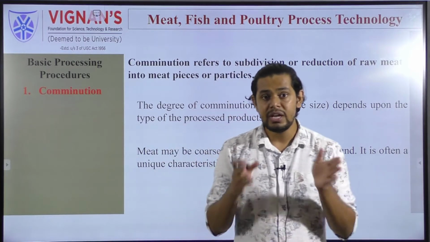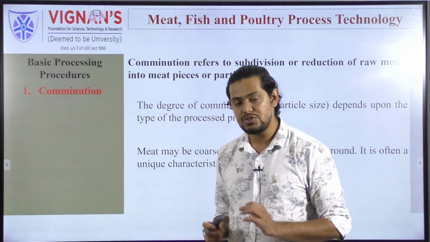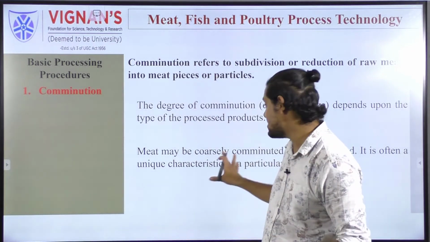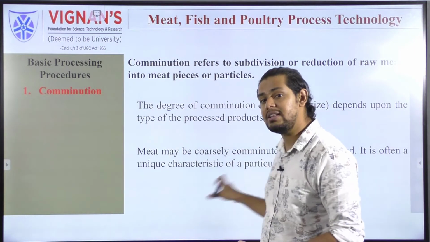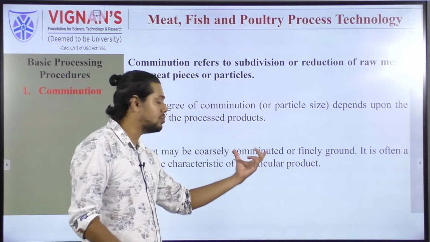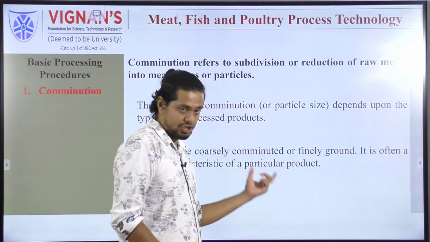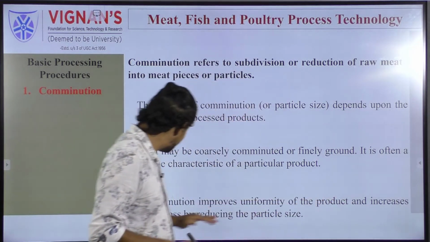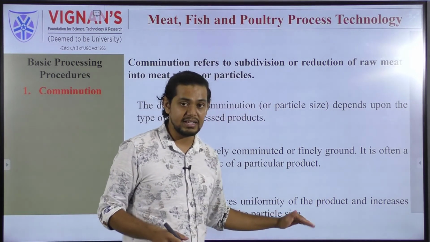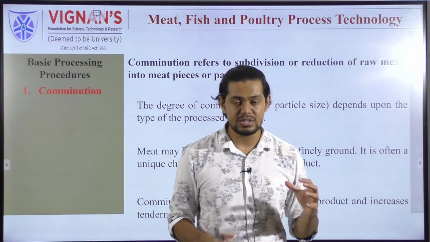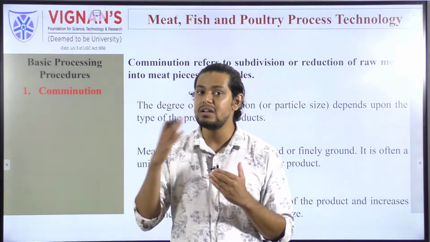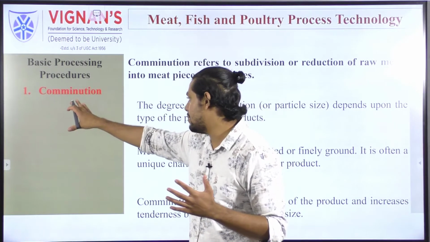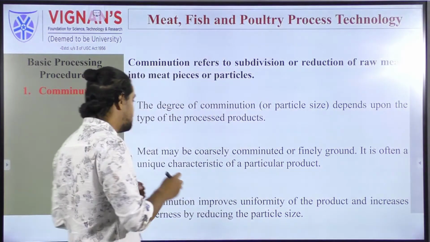As I've already told you, in case of meat sausage, what is desired is that the meat has to be completely ground. So that is the requirement. Considering what kind of product we are intending to prepare, we will have to subject the meat to comminution. Comminution improves the uniformity of the product and increases tenderness by reducing the particle size. Once the particle size of the meat is reduced, the tenderness of the meat is ultimately increased. So these are the important points that have to be taken into consideration whenever we are talking about comminution of meat as well as meat products.